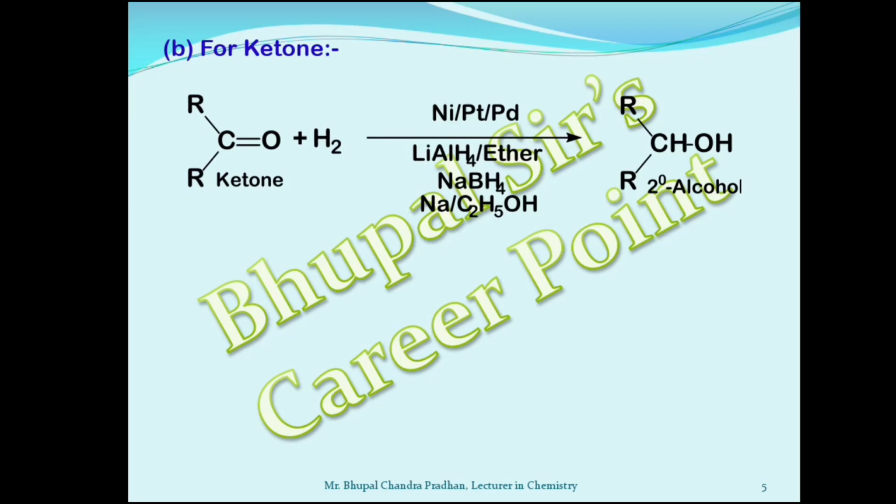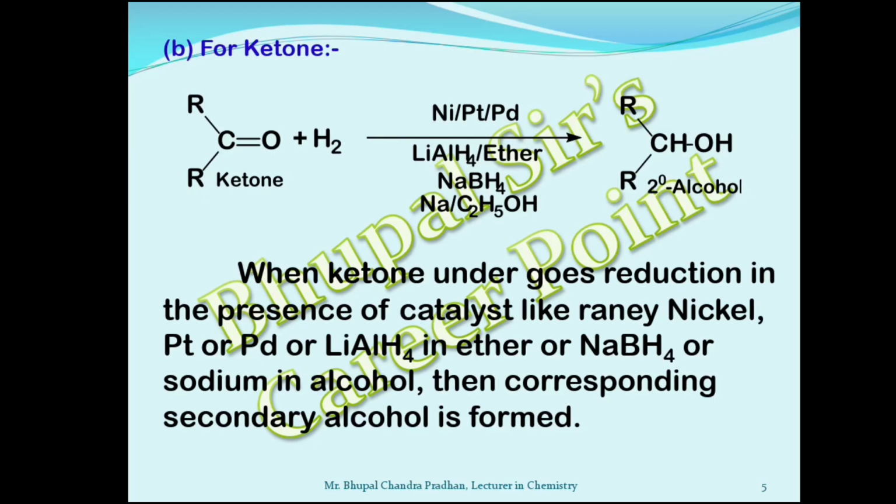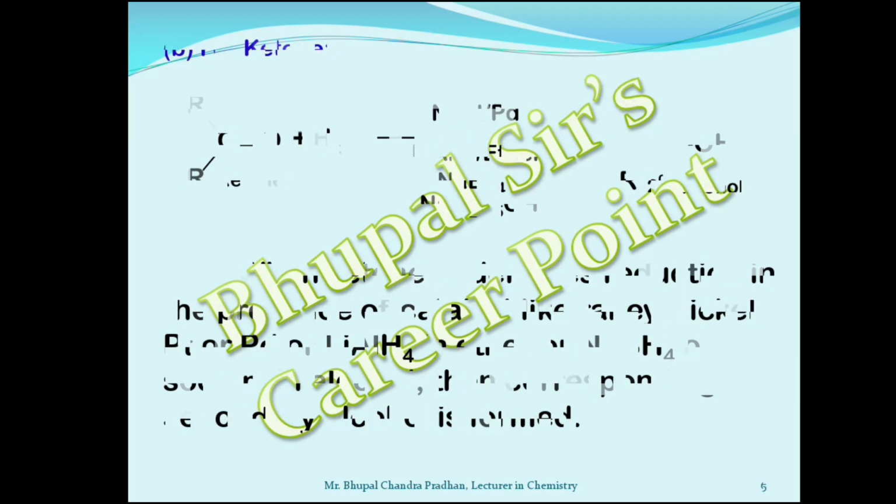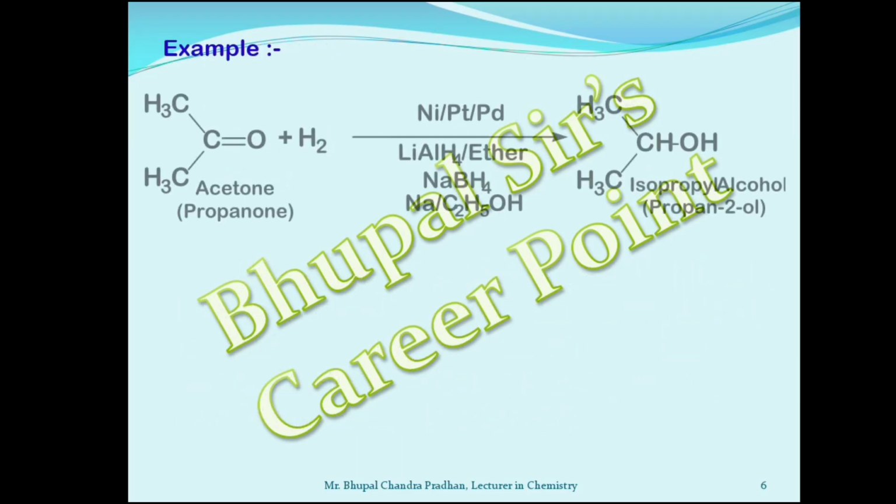In this alcohol, the carbon atom to which the OH group is attached is in turn attached to two alkyl groups. Thus in the statement, you have to write down: when ketones undergo reduction in the presence of catalyst like Raney nickel, platinum, or palladium, or lithium aluminum hydride in ether, or sodium borohydride, or sodium in alcohol, then the corresponding secondary alcohol is formed.